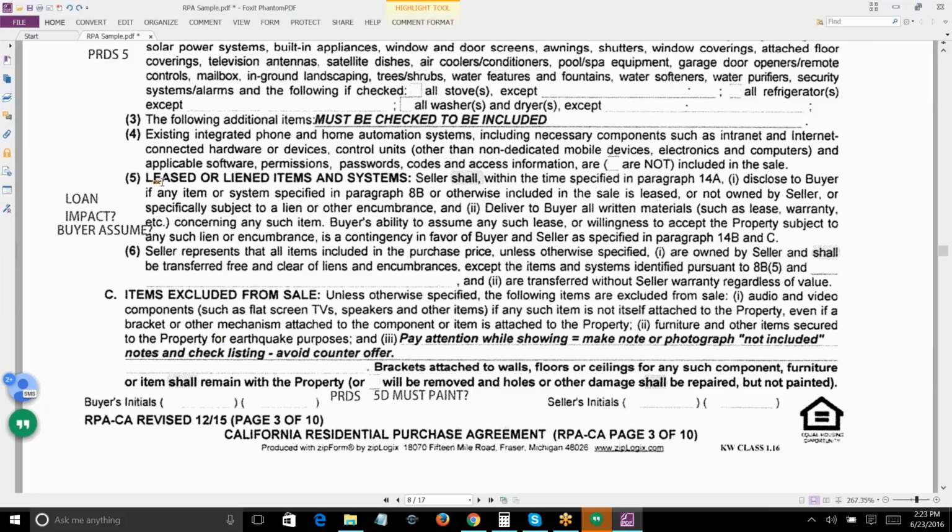What else? Leased or liened items. You could read this: integrated phone, home automations, including components such as intranet and internet connected devices, control units, other than non-dedicated mobile devices, electronics, and computers, applicable software permissions, passwords, codes, and access information. Security, I've had people move out and they don't tell anyone what their code is to the security system. Right? You basically have to rip the thing out or have the company come out and reset it. There isn't a lot you could do, but one of the things in a walkthrough, could you look to see if they provided all those codes and things.